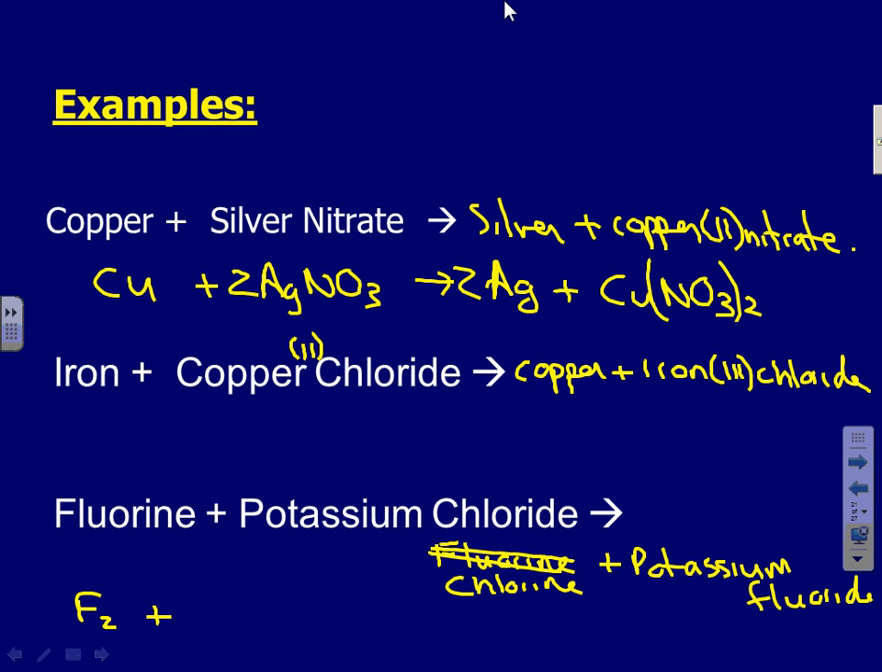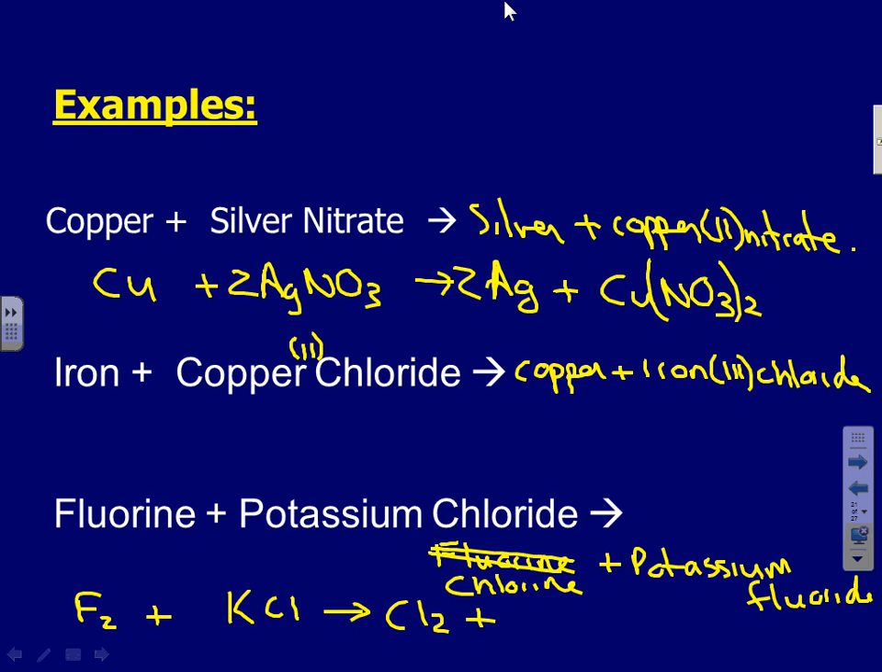Potassium chloride. Julia, formula for potassium chloride. KCl, 1 and 1. Done, right? KCl. Products. Chlorine. Bo, what do you think? Yeah, it does. Cl2. Has to have a 2. Cl2. And potassium fluoride.